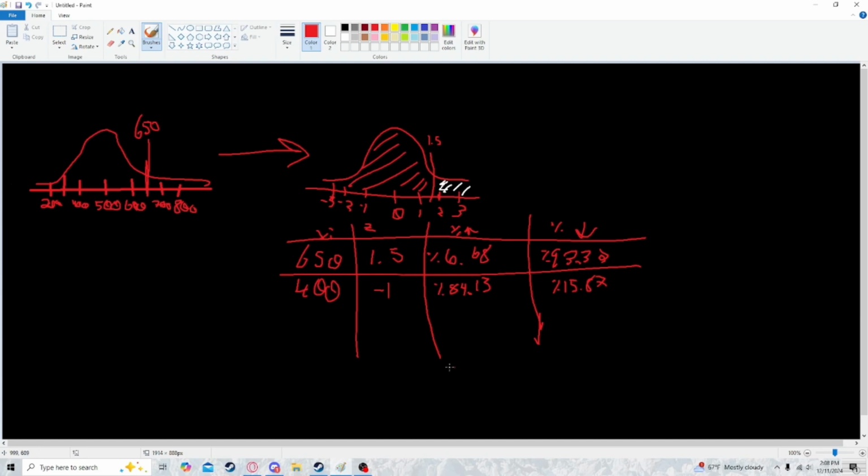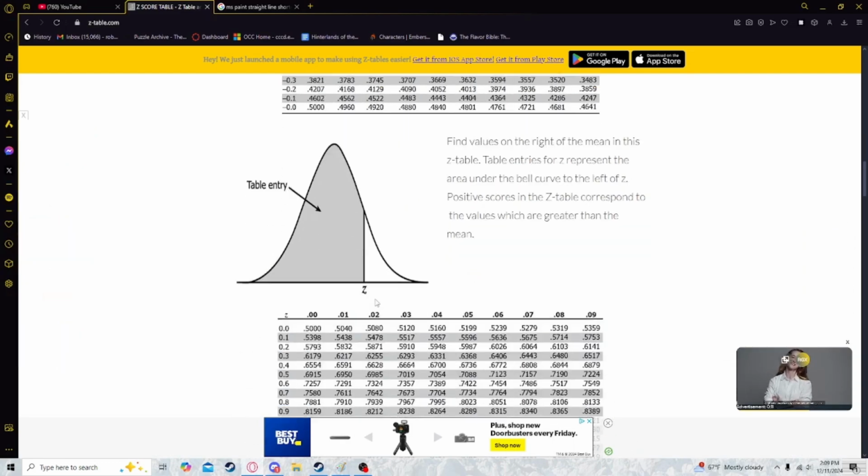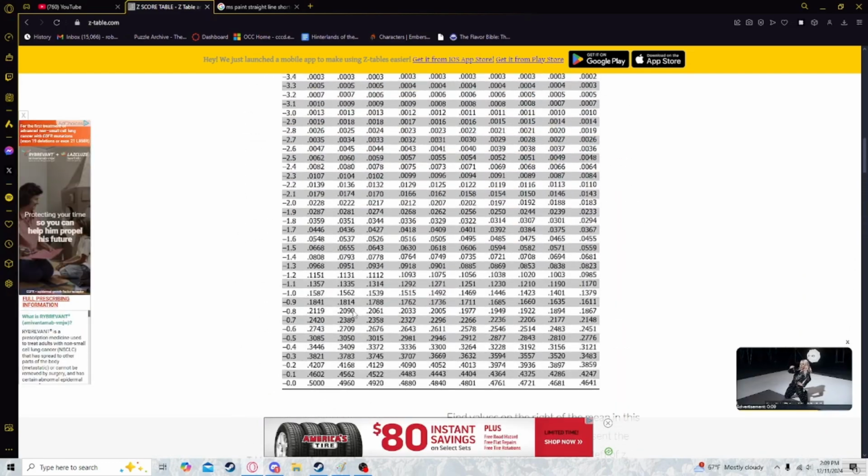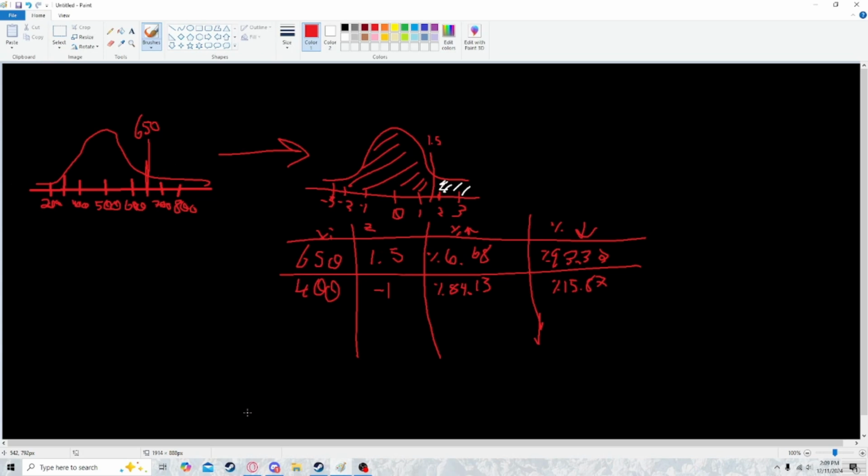84.13%. It's just that easy, and I will go ahead and send over these tables if you don't already have them. But that is how we find the area above and the area below. That's how we do number 3. I'll let you do the rest of those. Okay? Great. Perfect. I'm glad we got that done.